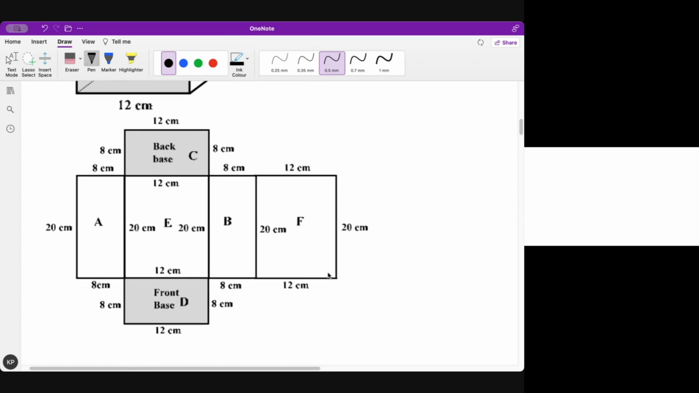This is called a net, right? This is called the net of the shape. We just basically unraveled it. Just pretend this is before you fold the box up and close it. This is what it is.